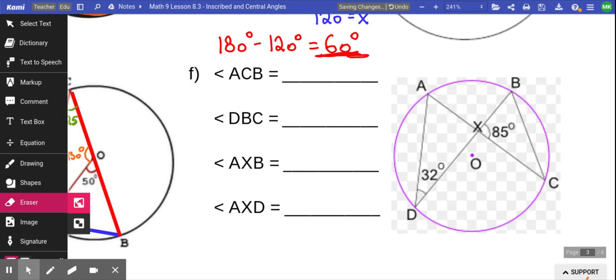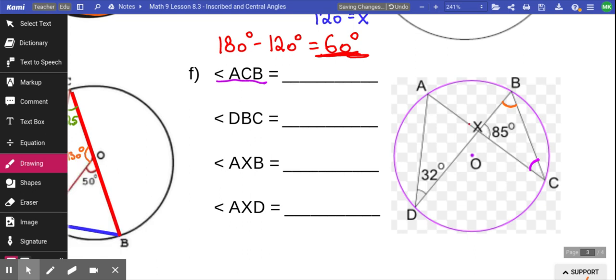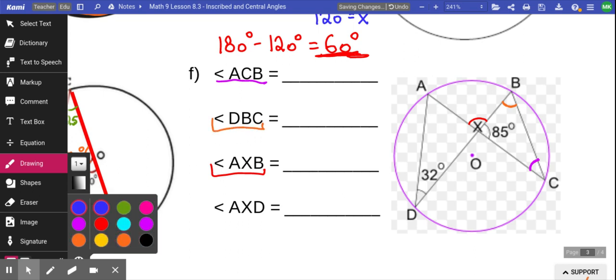For this one, we have a bunch of different angles they want us to find. They want us to find ACB. From A to C to B is this angle right here. They want us to find D to B to C. That's this angle right here. They want us to find A to X to B, and they did note that that is not in the center of the circle. So A to X to B is right here. And then A to X to D, which I'll do in blue. AXD is this one right here.